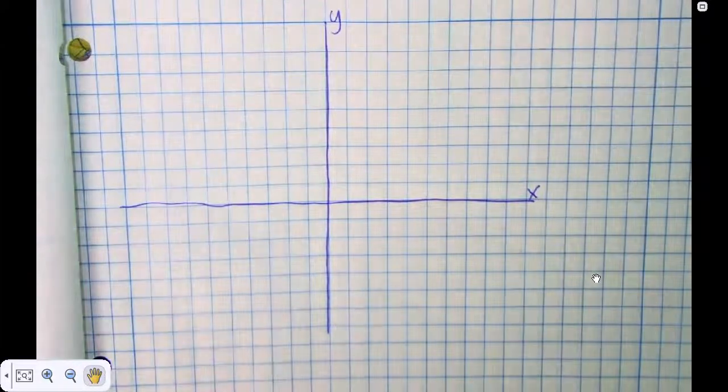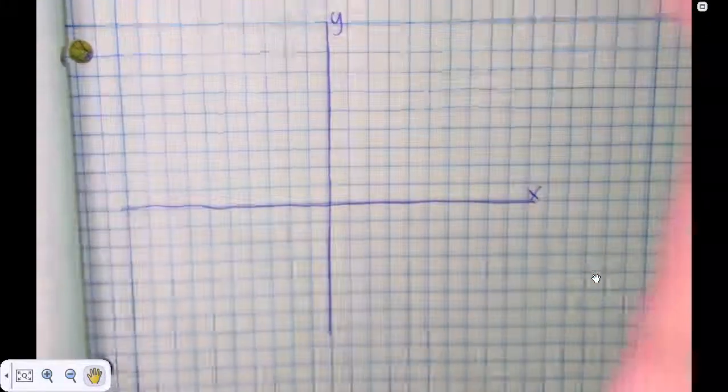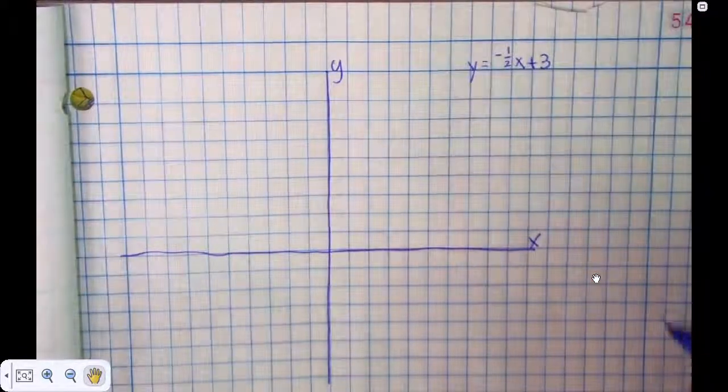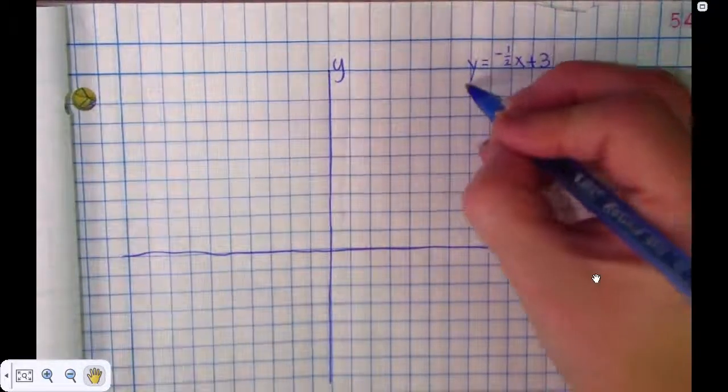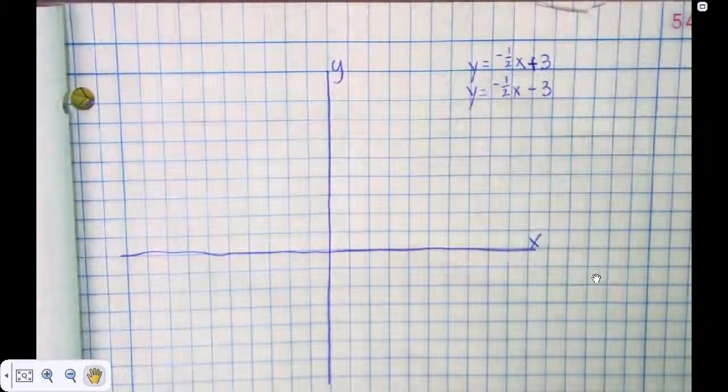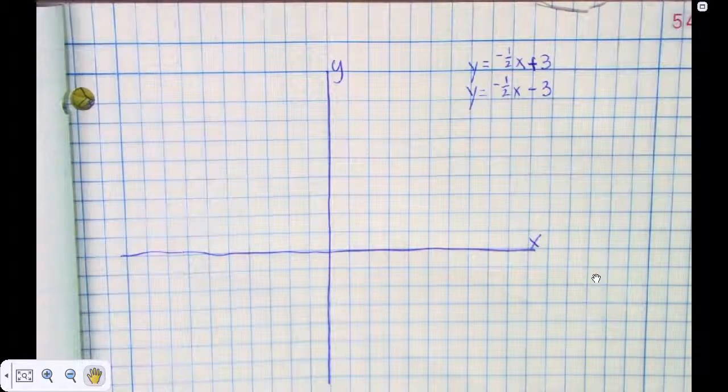On the grid side, up here in the right corner, as small as you can write it, write Y equals negative 1/2 X plus 3. And Y equals negative 1/2 X minus 3. And go graph both those lines on the grid side. Y equals negative 1/2 X plus 3. Y equals negative 1/2 X minus 3. So graph both lines.